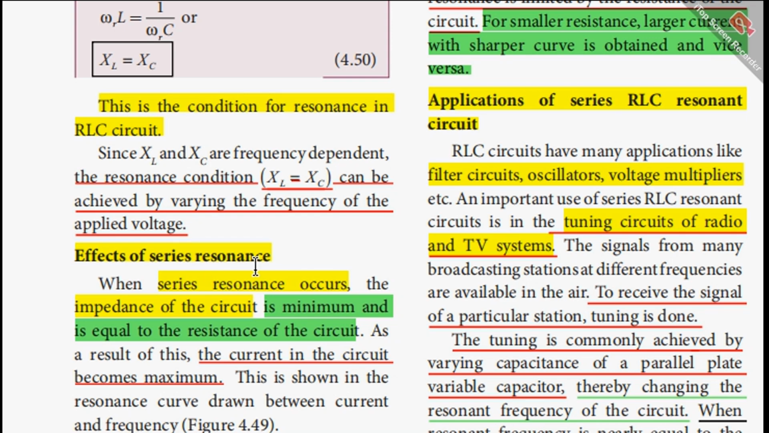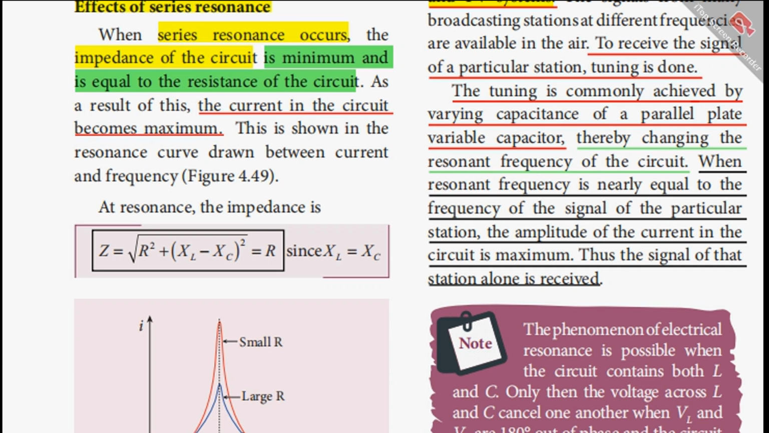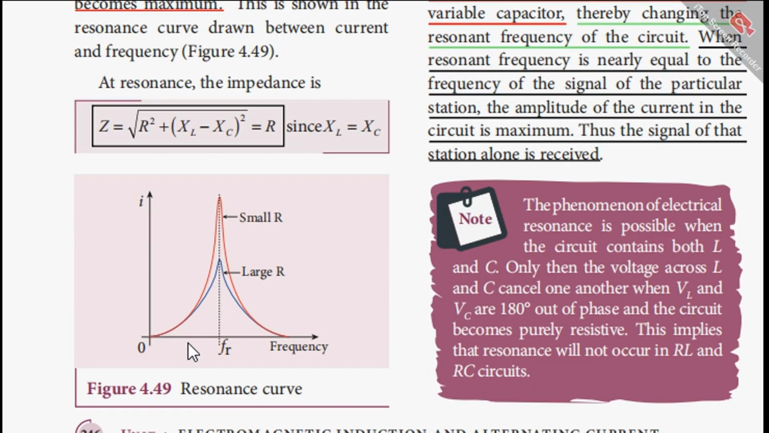Now let us see what the effects of series resonance are. When series resonance occurs, the impedance of the circuit is minimum and is equal to the resistance of the circuit. As a result, the current in the circuit becomes a maximum. This is shown in the resonance curve, drawn between current and frequency, as shown in this figure. At resonance, the impedance is given by Z equal to root of R square plus the whole square of XL minus XC, and that equals R, as XL is equal to XC.